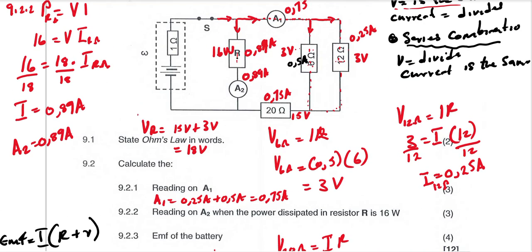We can find it. Do you get me? Since we know the current that is passing through, and we also know the voltage of it, we say the voltage is 18 here. Do you get me? So then let's calculate our R.